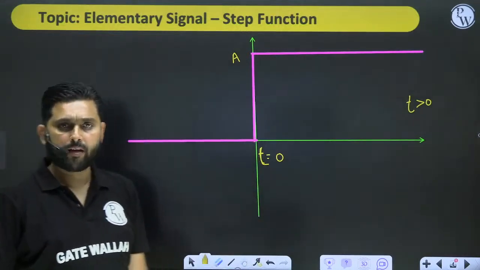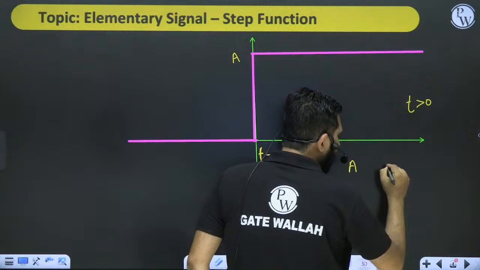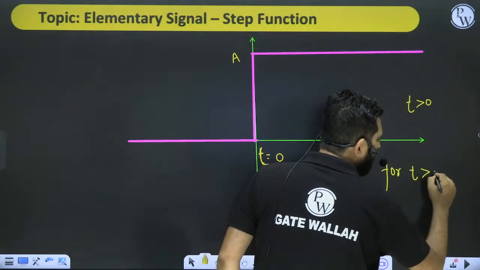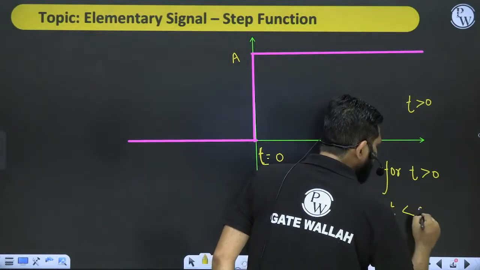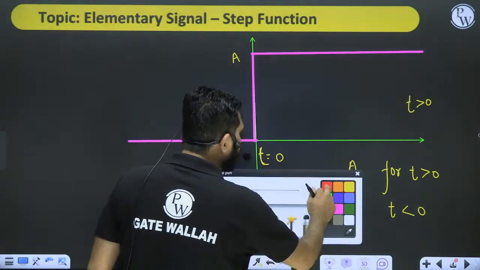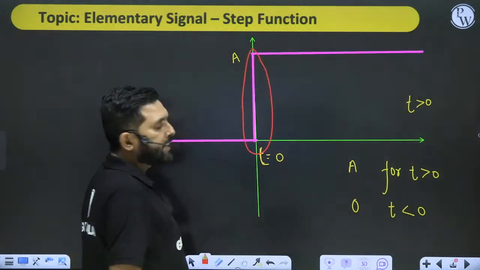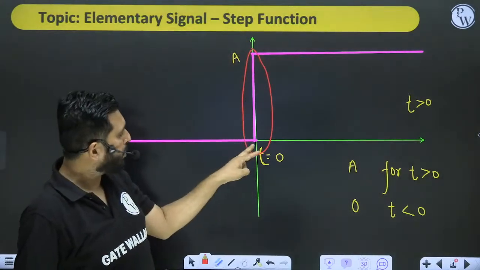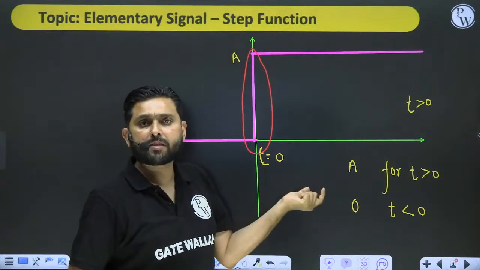What will we say about this function? It is A for t greater than 0 and 0 for t less than 0. See here, there is a finite discontinuity at this point, because the function suddenly jumps at this particular point, t equal to 0. Now, what is the nature of this discontinuity?